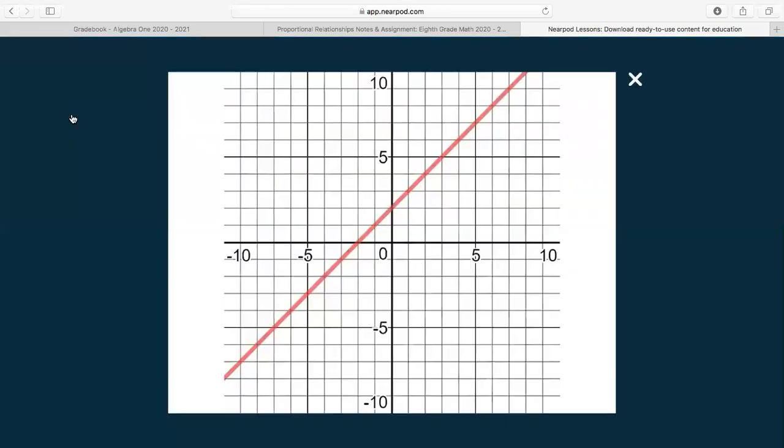Good job. No, right? This has a y-intercept of 2. Therefore, automatically, this is not proportional. And another way I can prove this, if I look at this point right here, this point is at 5, 7. This point is at 3, 5. If I do the ratio y over x, 7 over 5 is 1.4. 5 over 3 is 1.6 repeating. The ratios aren't the same for the ordered pairs. Therefore, that's another reason why this is not proportional.